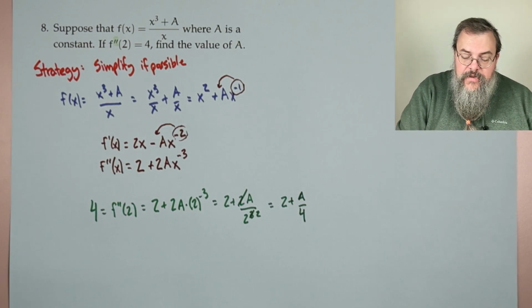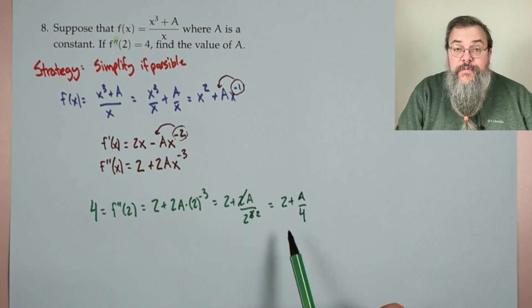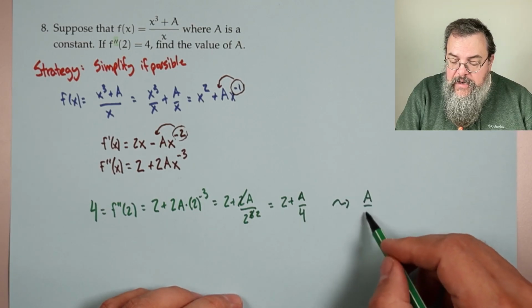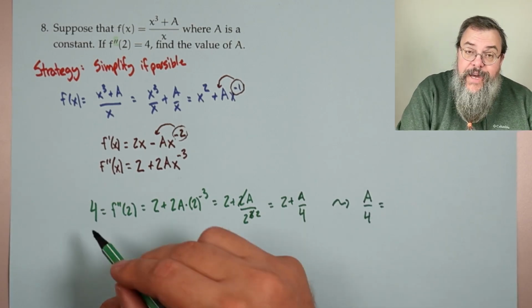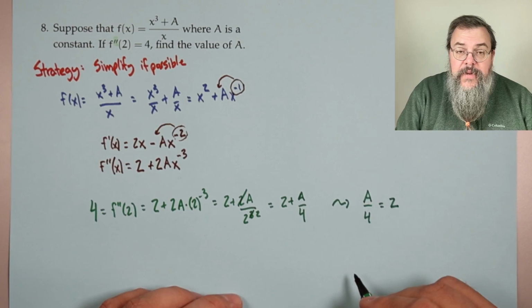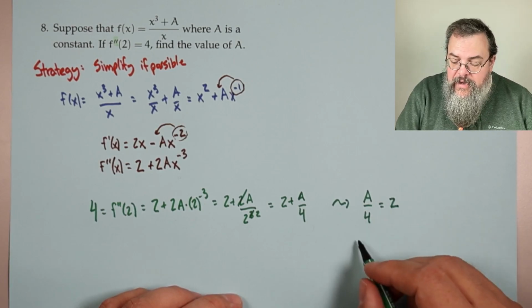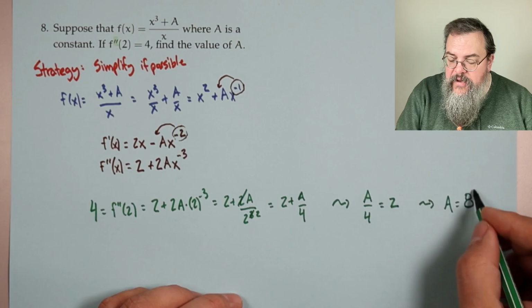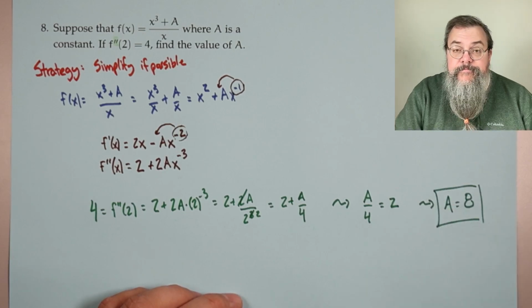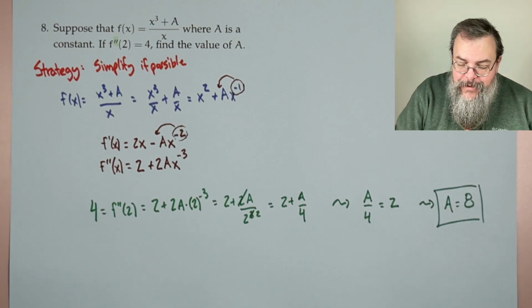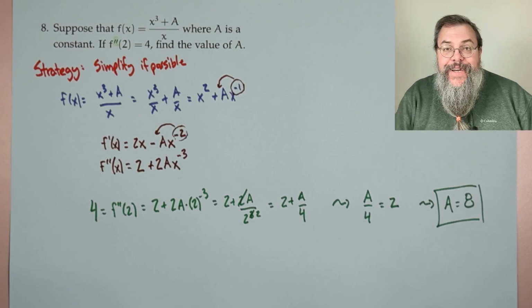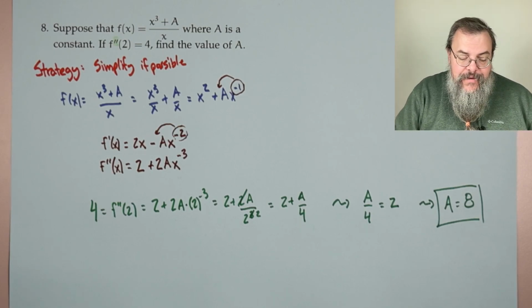All right, so 4 equals 2 plus a over 4. Well, we can subtract 2 from both sides. We get that a divided by 4 is 4 subtract 2, which is 2. Multiply 4 across, and we get that a is 8. And we're done. We found what we needed. When a is 8, then the second derivative at 2 is 4.